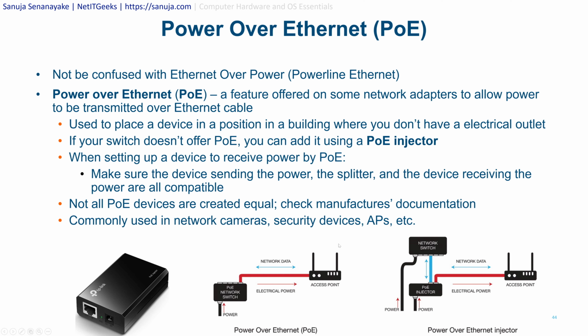So you have an injector because the switch doesn't support power over Ethernet, and then that injector is providing the power to the access point and taking that data across this network switch across to the access point using the same cable. In this situation where you have a PoE-enabled switch, you don't need to do that. You just basically plug the access point into one of those ports that support PoE, and then the access point gets powered on by that cable and receives the data at the same time.